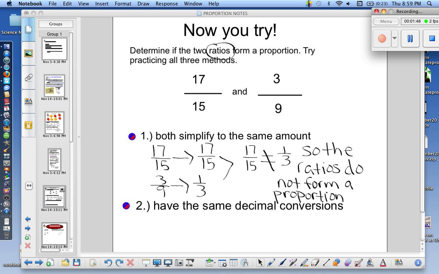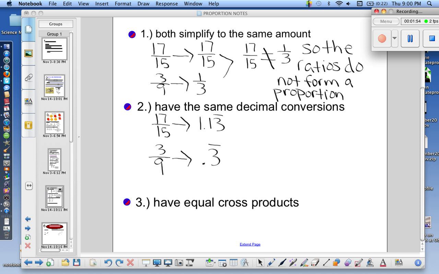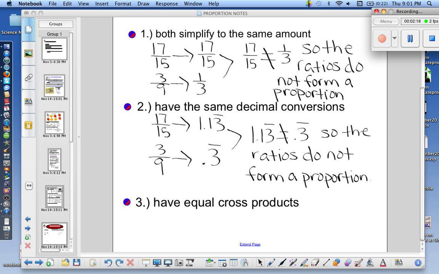Next, we'll check the second method to see if they have the same decimal conversions. So 17 over 15 as a decimal is 1.13 repeated. Remember to put that line or that hat above that 3. And 3 over 9 as a decimal is 0.3 repeated. And again, remember to put that line or that hat above. So since these decimals are not equal, that means the ratios do not form a proportion. So let's make sure everybody has this written down, that the ratios do not form a proportion because the ratios' decimals are not equivalent. So the third method is to have equal cross products. So go ahead and try that now, and then we'll check it with my work.